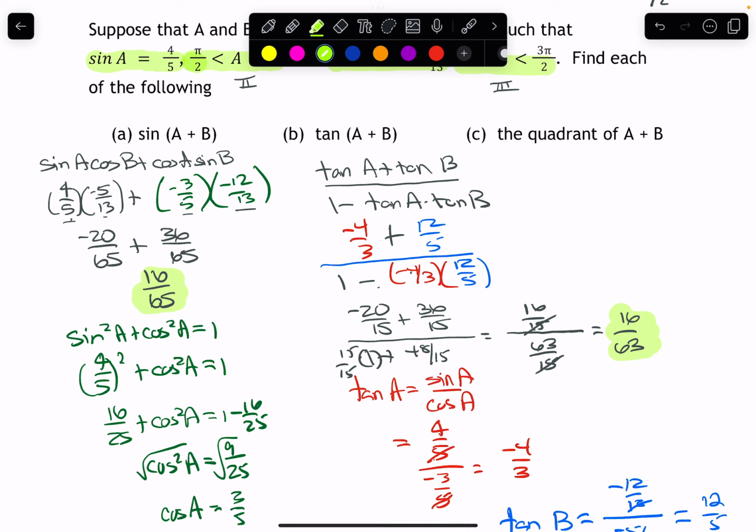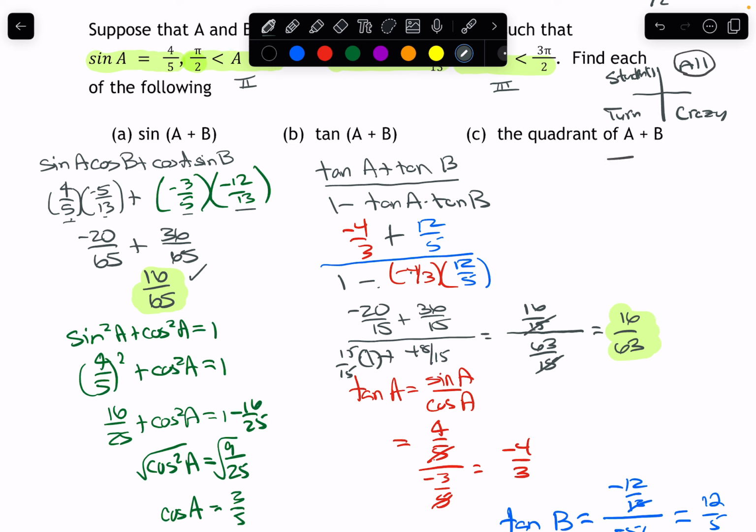Now for the last part. Where is the quadrant of A plus B? Well, for the quadrant of A plus B, you have to remember that mnemonic that we talked about in class: all students turn crazy. Notice that the sine of A plus B is positive. The tangent of A plus B is positive, so we need a quadrant. That means that A plus B is in a quadrant where both the sine and the tangent are positive, and that's in the all quadrant. Therefore, A plus B has to equal 1.